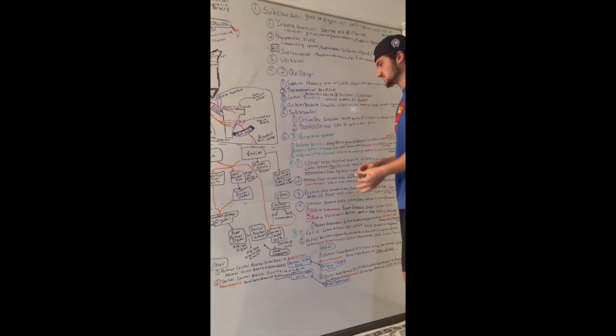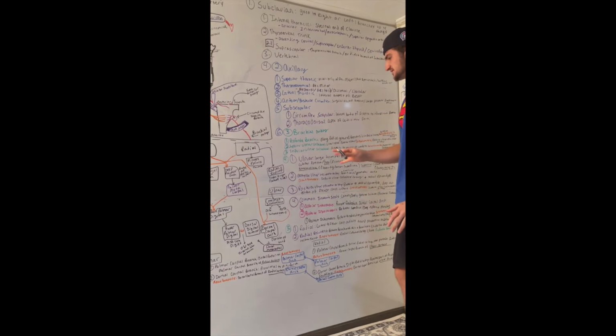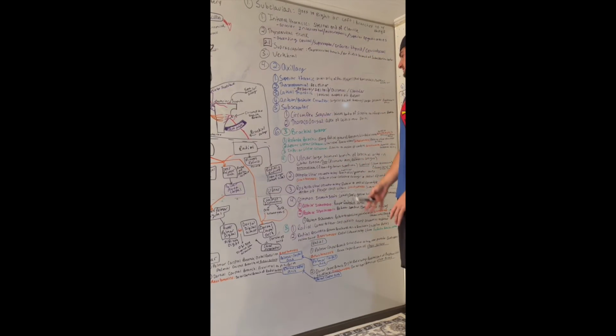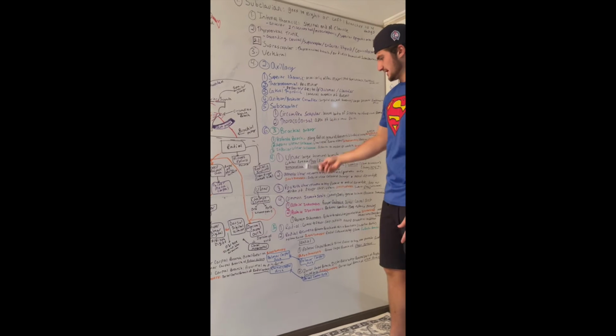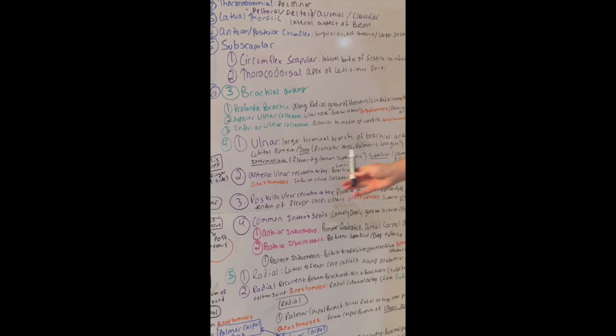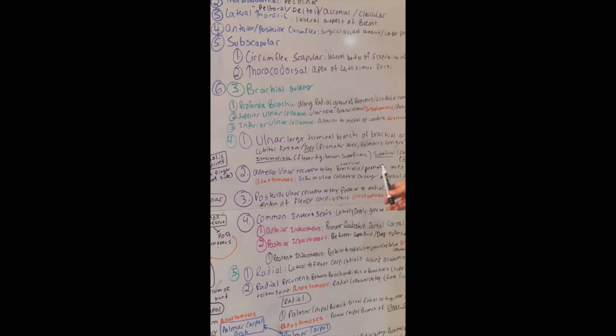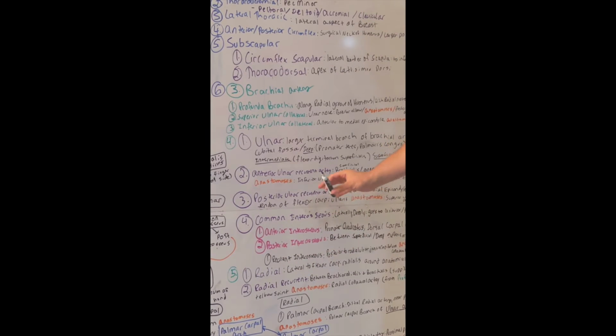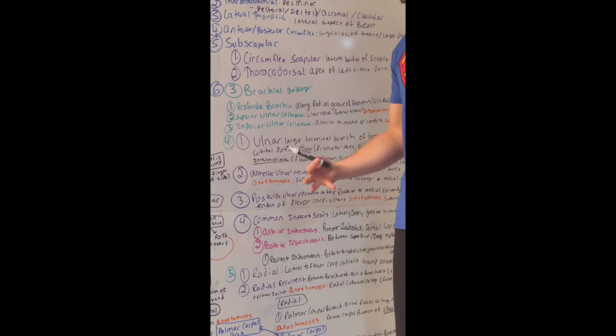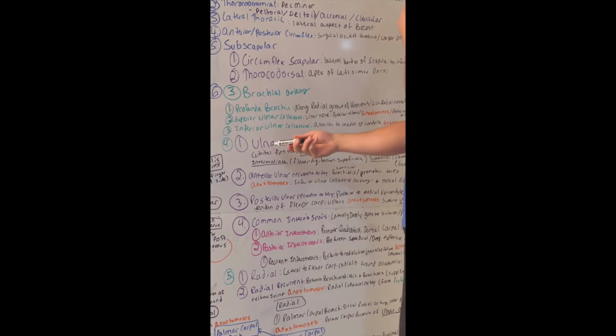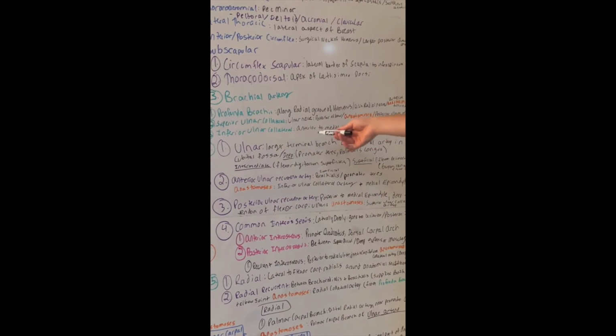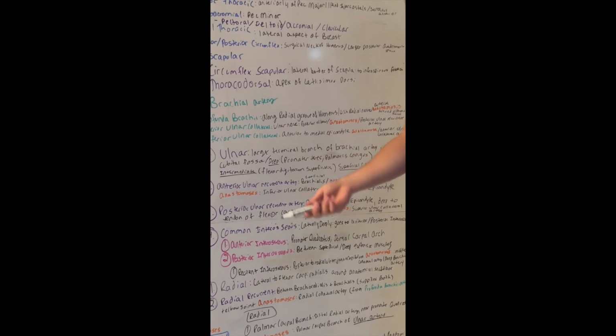The ulnar comes from brachial, right? And it deviates into multiple things. It's going to deviate into the anterior ulnar, posterior ulnar, common interosseous, and the common interosseous is going to deviate into other things as well. So first, the ulnar, right? It's the large terminal branch of the brachial artery in the cubital fossa.